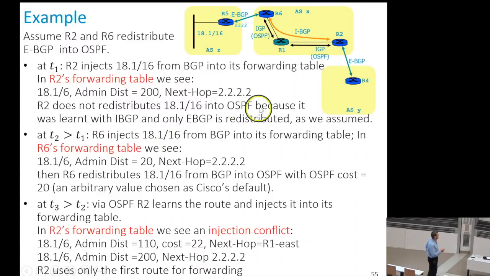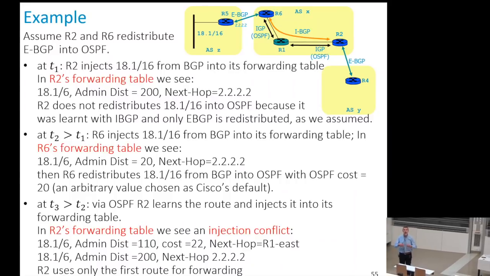Here, unlike what I discussed a minute ago, I'm assuming that we do the normal, expected thing. We redistribute the BGP routes into OSPF, because OSPF has a way to do that. Let's see a possible sequence of events.